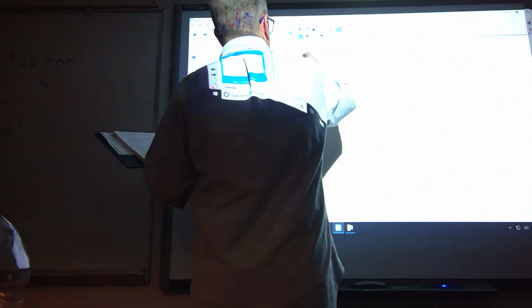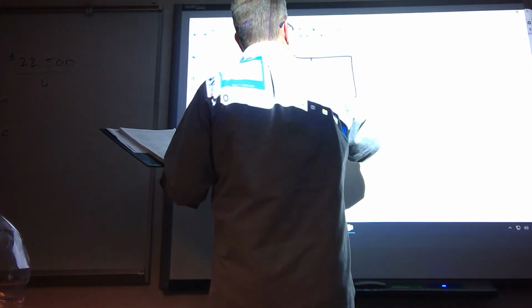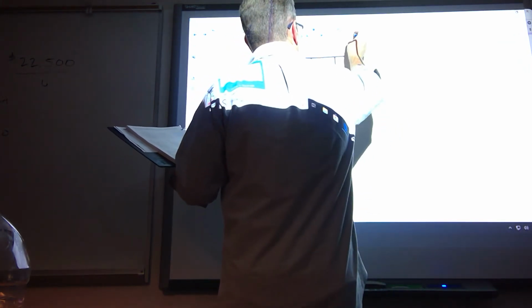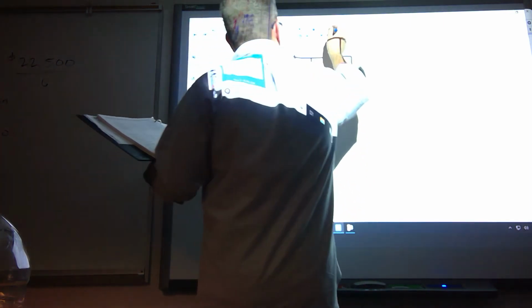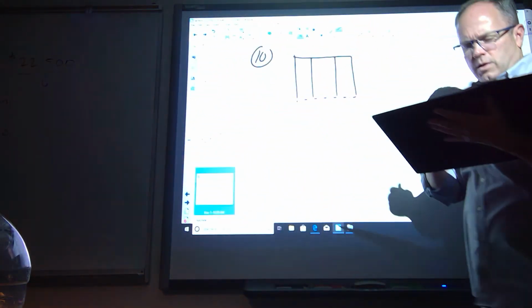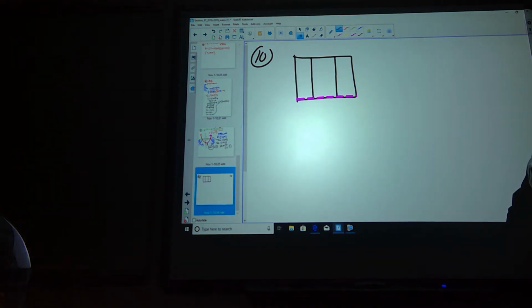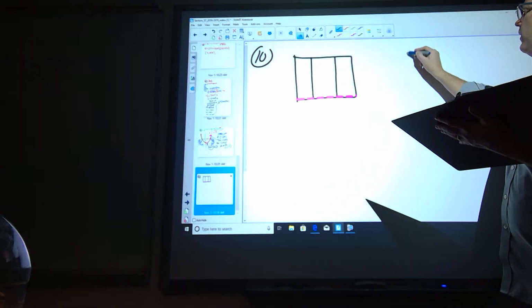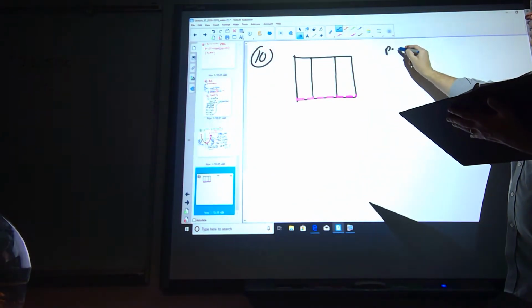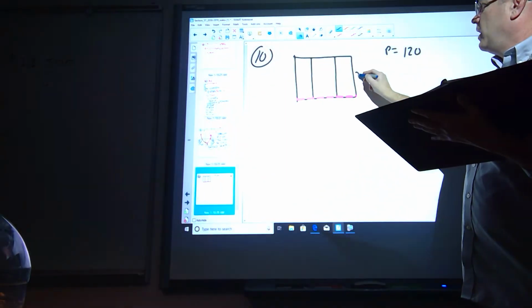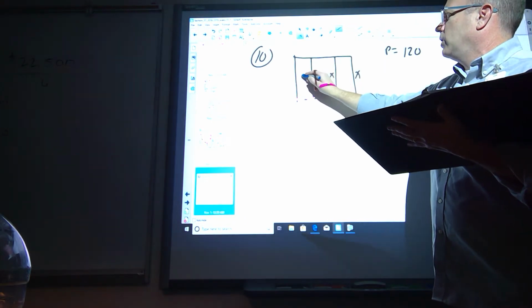So we have this, for the most part. Let's just pretend I'm a really good artist. I don't need it here because that's the garage. Is that okay so far? All right, so the garden will be attached to the garage. The landscaper has 120 feet of fencing. So right now they have a perimeter of this. So I have X, I have X, I have X, and I have X.